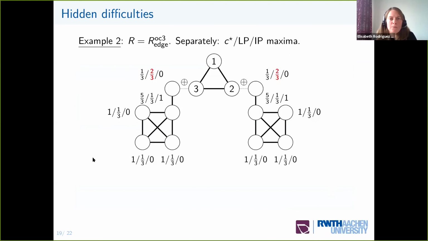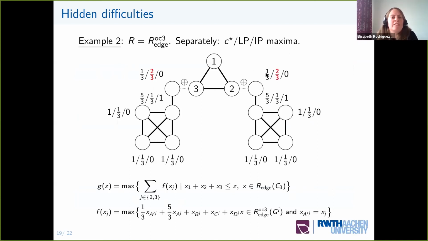So here is an example which illustrates more or less some of these difficulties. Here we also consider triangle inequalities, graph G in, the graphs G out, and the optimal solution of the relaxation over the graphs G out separately assigns value 2/3 to these nodes, and this will not be feasible when we apply the one sum.